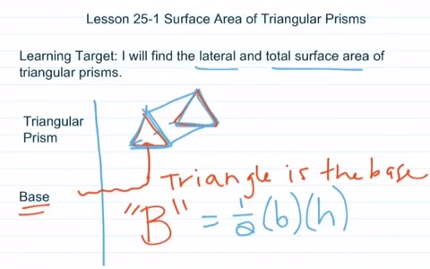We're going to do one example to find the lateral and total surface area. So again, the only difference from rectangular prisms, we have a different base. In this case, our base is a triangle. Okay, so let's try this out. In this example, the visual is on page 330 and it's number 3.